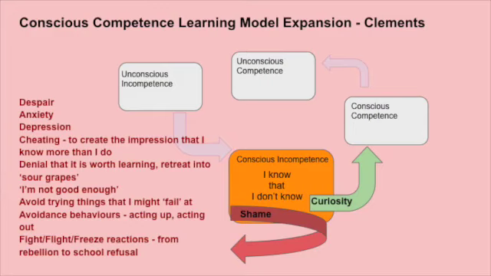They might start avoiding trying anything that they might fail at, which can prevent them developing additional skills. They can go into avoidance behaviors, acting up and acting out, becoming disruptive. And of course, they can go into fight, flight, freeze reactions, which could range from rebellion as a fight reaction to school refusal as a freeze reaction and more.